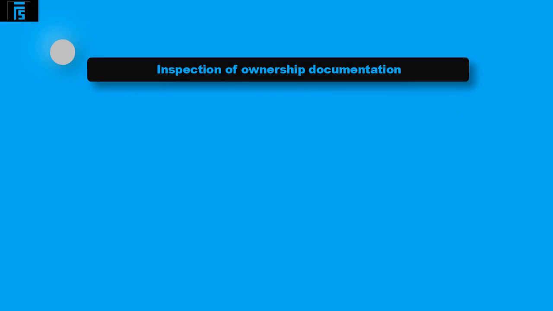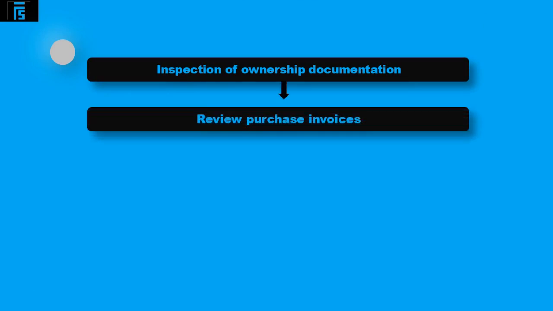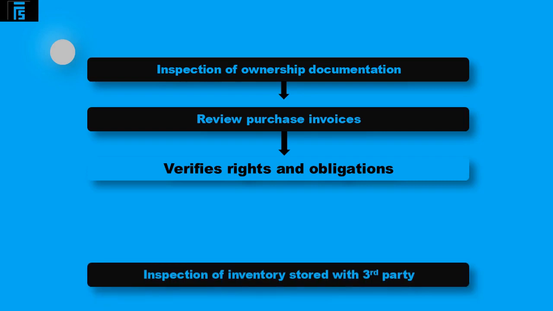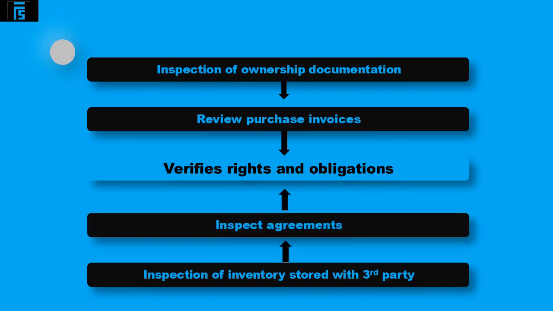Inspection of ownership documentation should also be carried out. Review of the purchase invoices for them to be addressed to the client verifies rights and obligations. Also, inspection of any inventory stored at third-party warehouses needs to be carried out. The auditor should inspect agreements with the client and ensure inventory belongs to them.